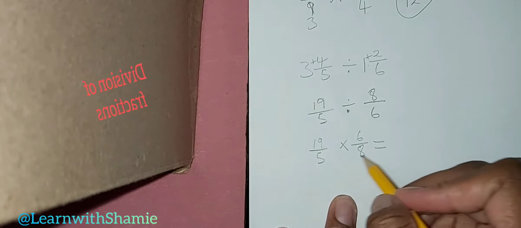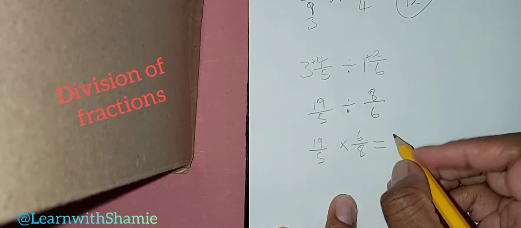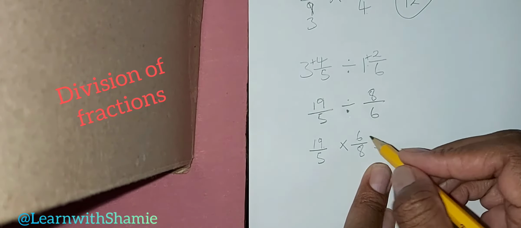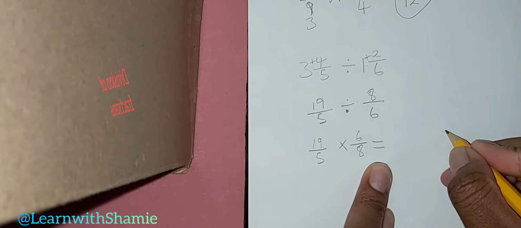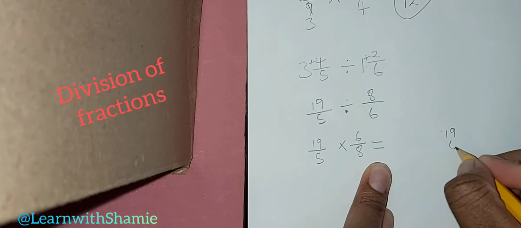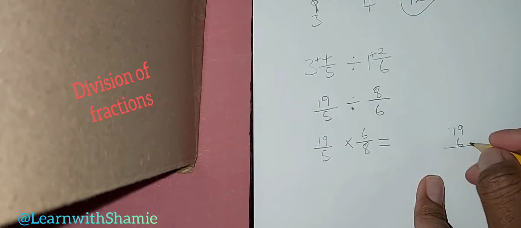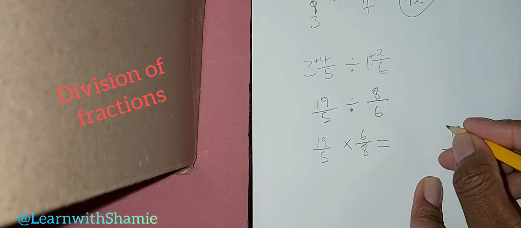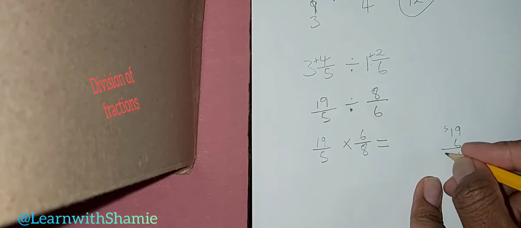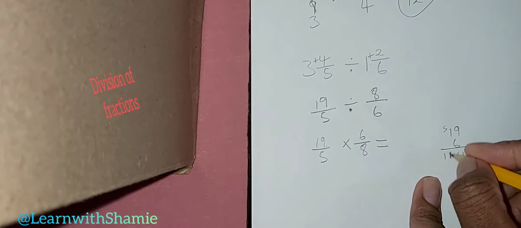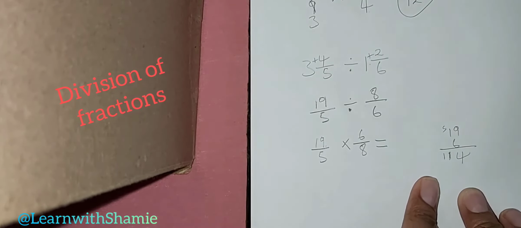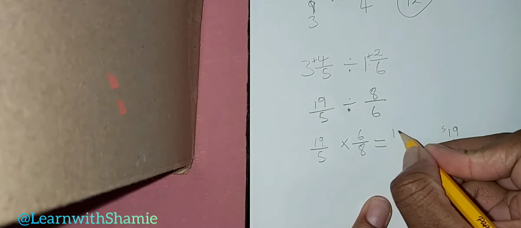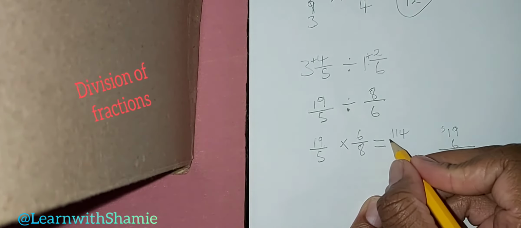Now there's nothing we can break down, so we're gonna multiply. So 6 times 19, you'd say, let's multiply 6 times 9, that's 54. 6 times 1 is 6, plus the 5 is 11. So we have 114. So we put it right there.